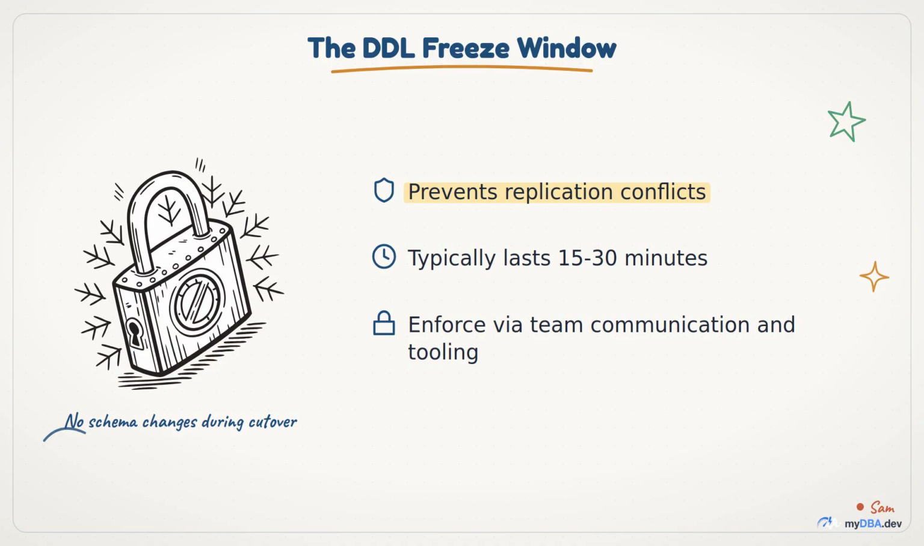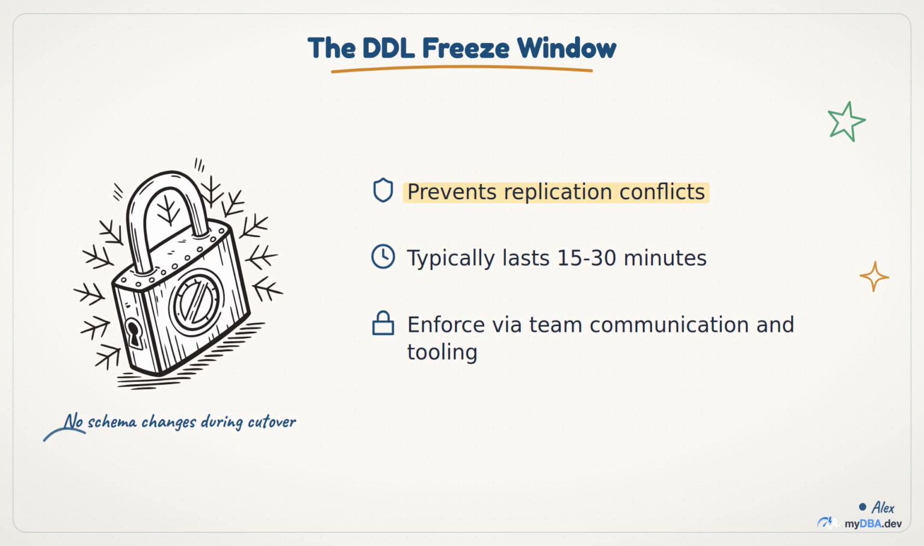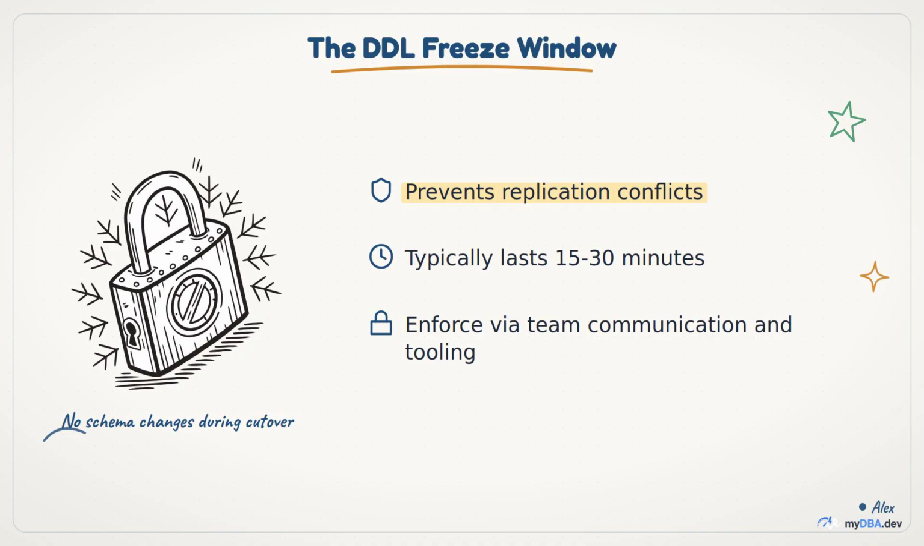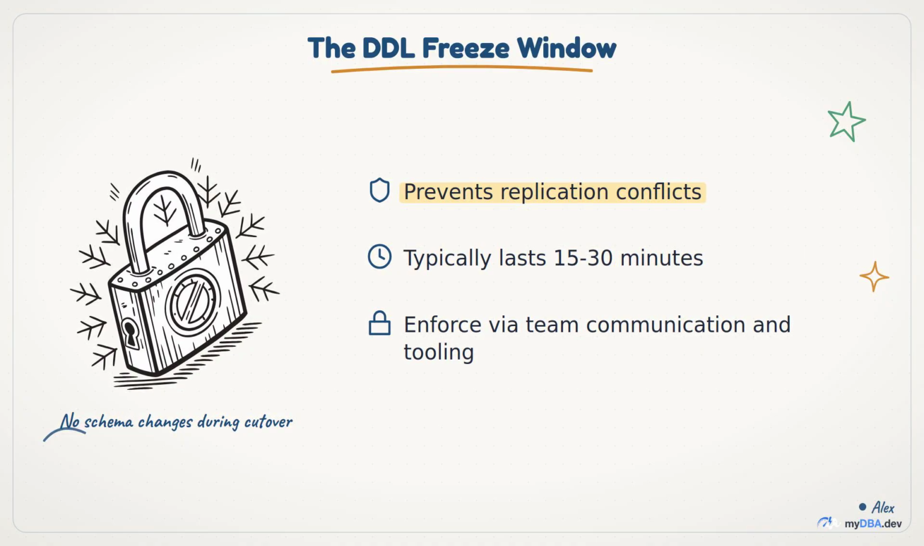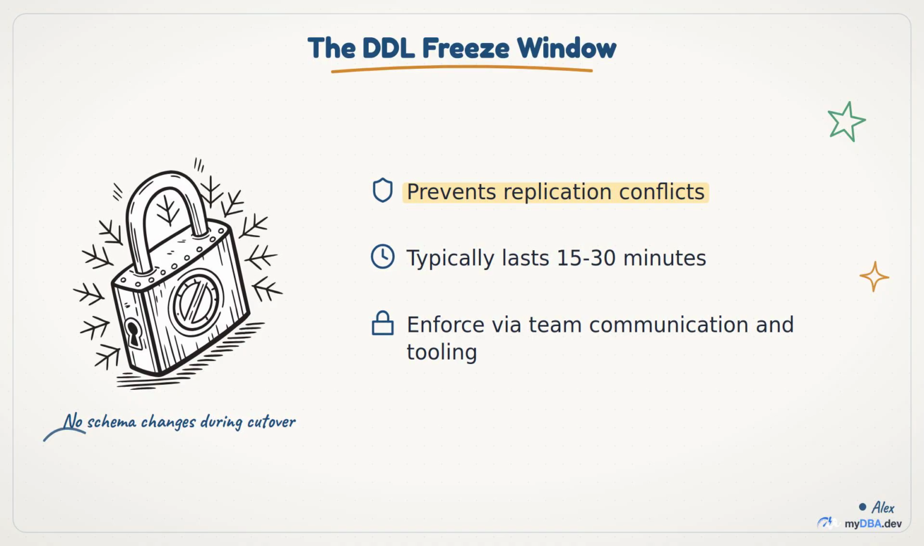How do we enforce it? Just tell everyone not to deploy? Communication is key. Announce the freeze window in advance. Some teams also revoke DDL permissions temporarily or use a deployment lock in their CI/CD pipeline. The goal is to make it impossible to accidentally run a migration during the cutover.